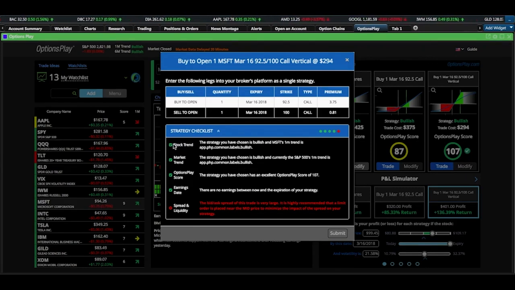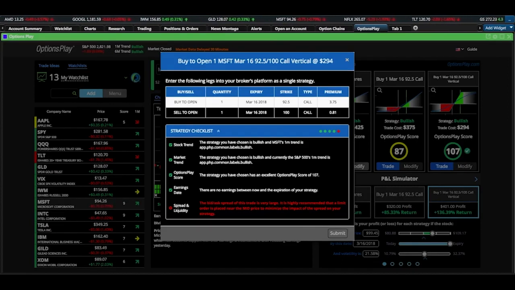We're checking to see if you're trading with the trend of the stock and the market. We're checking the OptionsPlay score, which is our risk to reward metric that gives you a quick snapshot of what the true risk to reward of each strategy is. We're checking for earnings to see if there's earnings between now and expiration. And lastly, we're looking at spread and liquidity, all very important things to look at before you place your options trade.